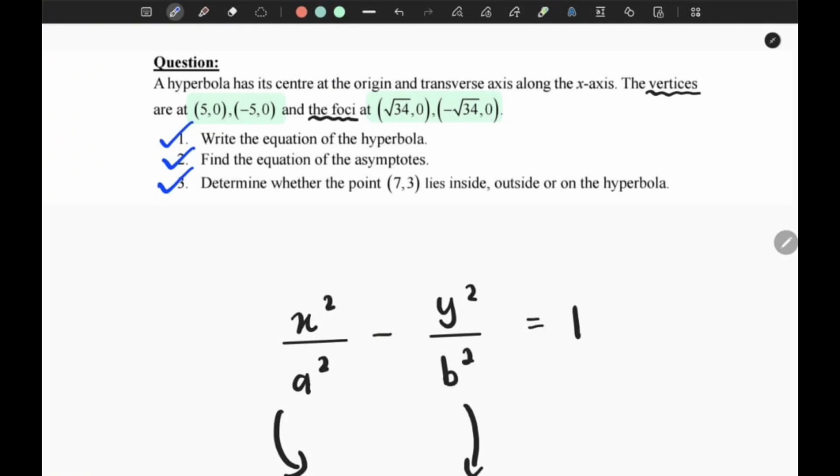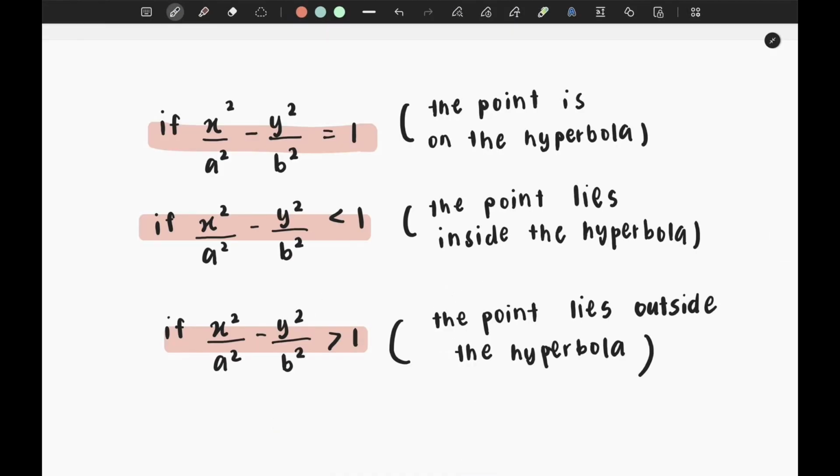The third question asks us to determine whether the point (7, 3) lies inside, outside, or on the hyperbola. It is important for us to know that if the sum of the equation is equal to 1, it means the point is on the hyperbola. If it is less than 1, it means the point lies inside the hyperbola. And if it is more than 1, it means the point lies outside the hyperbola.